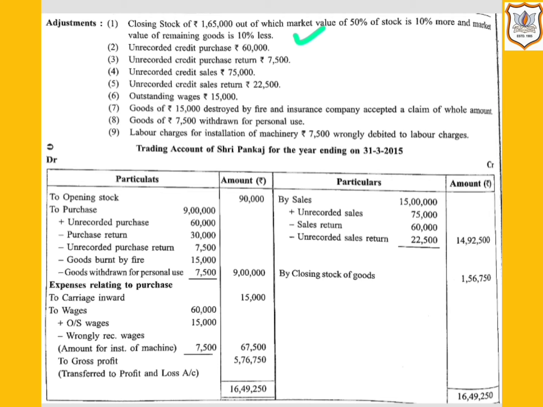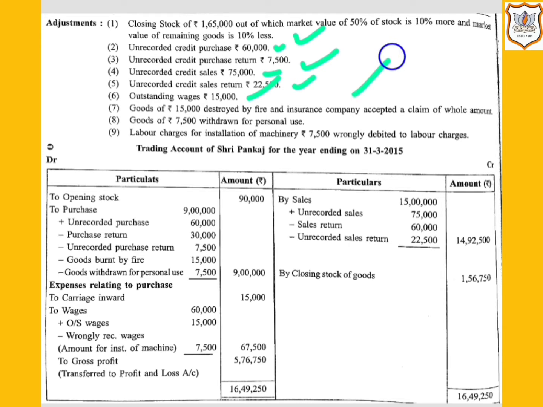Second adjustment, unrecorded credit purchase is rupees 60,000. Then unrecorded credit purchase return is rupees 7,500. Then unrecorded credit sales is rupees 75,000. Then unrecorded sales return is rupees 22,500. Then outstanding wages is given, that is 15,000.